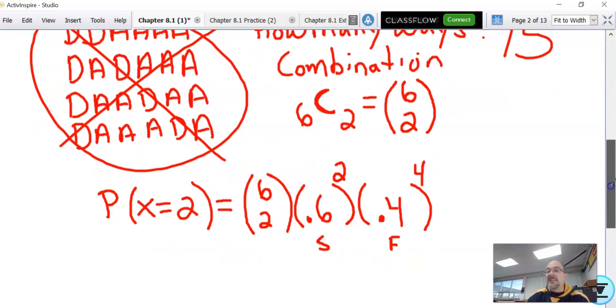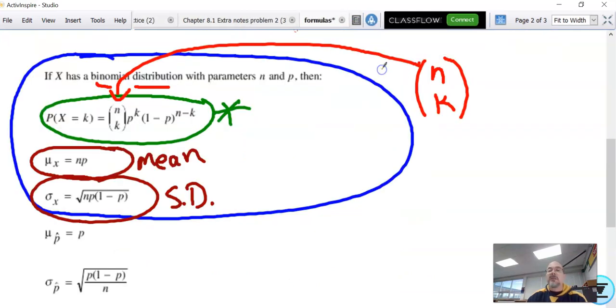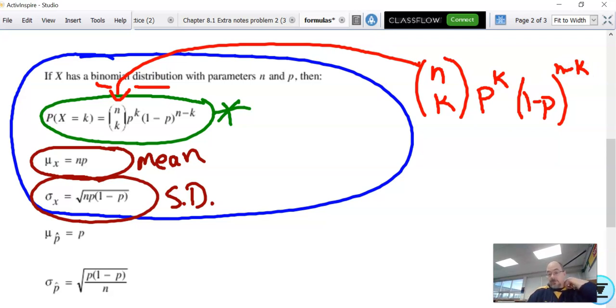Okay, so that's the setup, and that's what this is saying on the formula chart. Let me go back to that, folks. That's what this is saying. So now you have P to the K. That means the probability of success to how many there were, times 1 minus P, which is failure, to the N minus K, which means how many failed. Okay, so that's what the formula looks like for this.